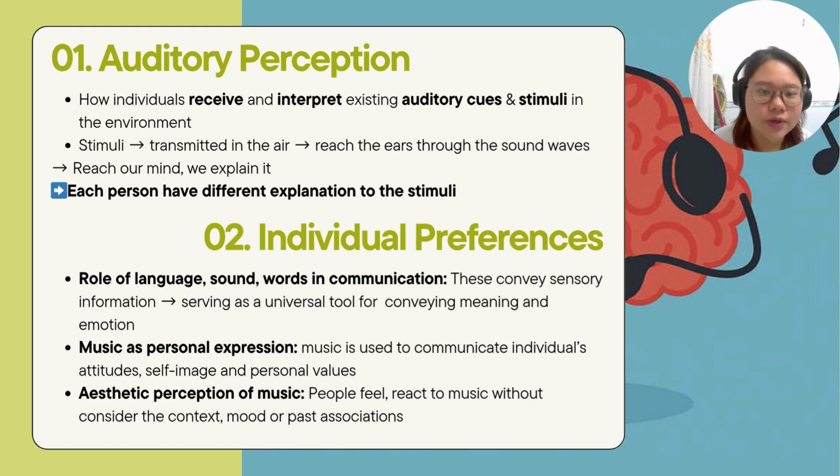Let's discuss the first two parts, auditory perception and individual preference. What is auditory perception? Auditory perception is how individuals receive and interpret the existing auditory cues and stimuli in the environment and their outside world, which means how they hear and understand the sounds of the environment. These auditory cues are transmitted in the air and reach the ear through sound waves, in the sensory organs. When they reach our mind, we have to explain them. Our brain will explain them.